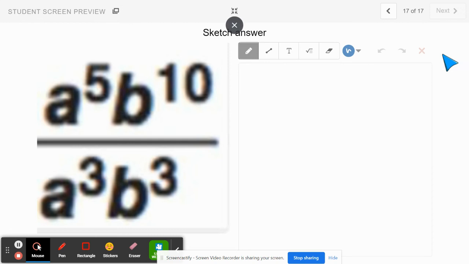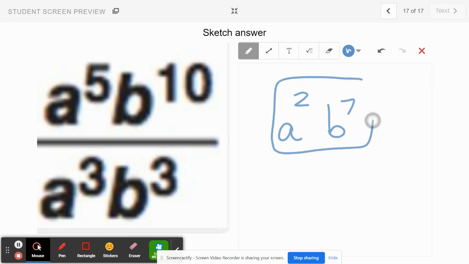Last slide. All right, what are you going to do with this one? a to the 5th over a to the 3rd, b to the 10th over b to the 3rd. Let's see. a squared, because of this battle here. And then here, what about this one? b to the 7th. All right. Great job, you guys.